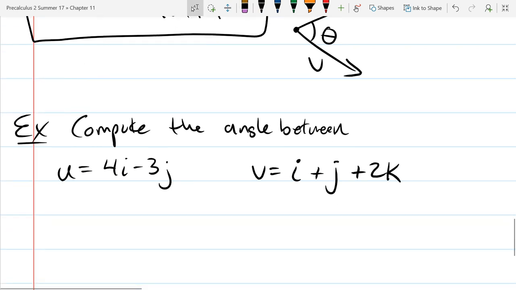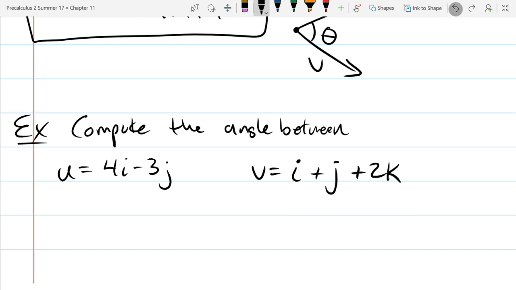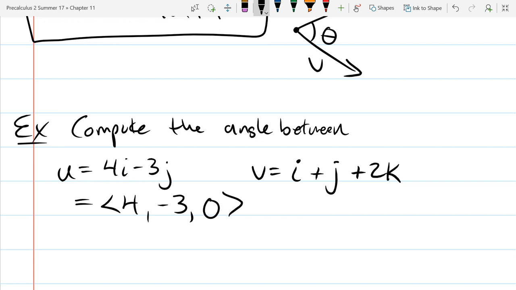So first of all, how many dimensions are we in here? It looks like we're in two dimensions, but really we're in three dimensions. So if you want to be complete, you could write plus 0k, just so we remember we're in three dimensions. What I like to do instead is use diamond notation, so I'm going to write these two vectors in diamond notation, and I want to make sure they're in the same dimension, so I need to make sure I'm using three coordinates here. So this is the vector u in diamond notation, and the vector v in diamond notation is 1, 1, 2.